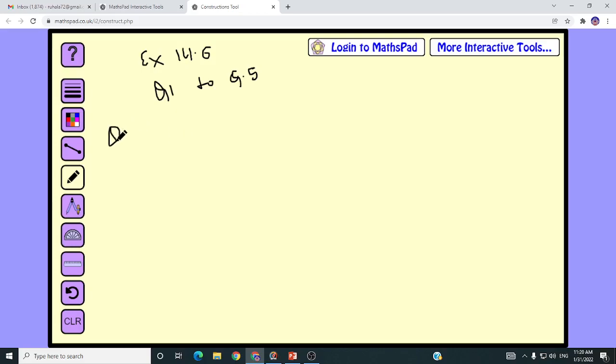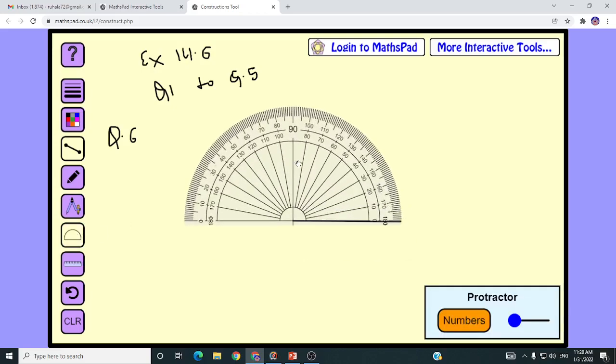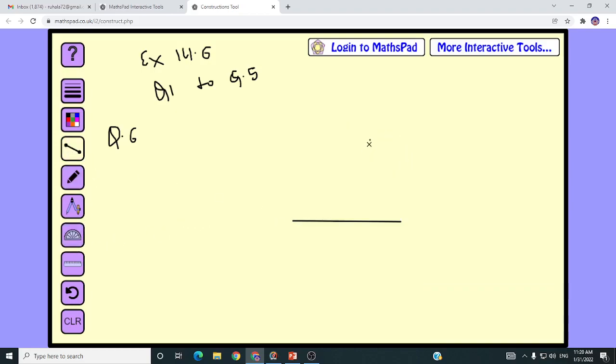Today is question number 6. In question number 6, draw an angle of measure 45 and bisect it. First of all, we have to draw an angle of 45 with the help of the protractor. Mark a point on the 45 and join this line.